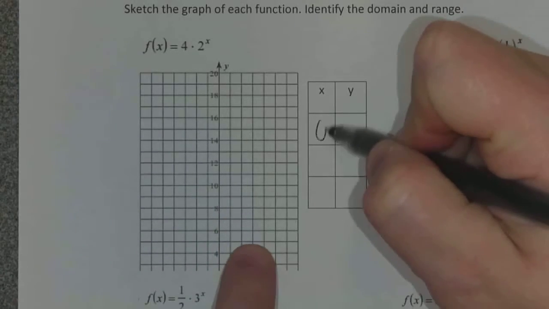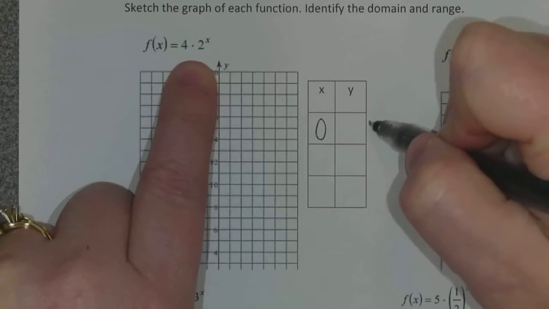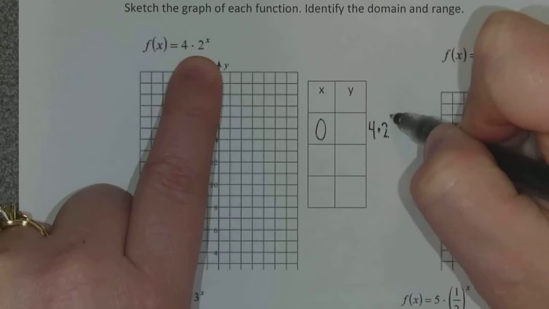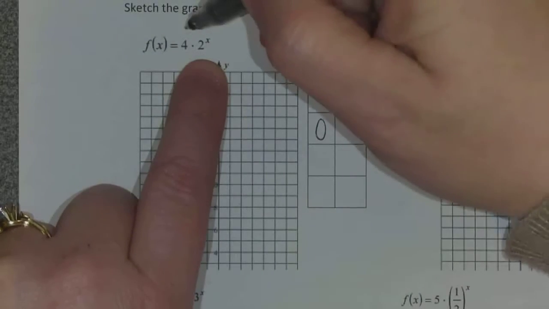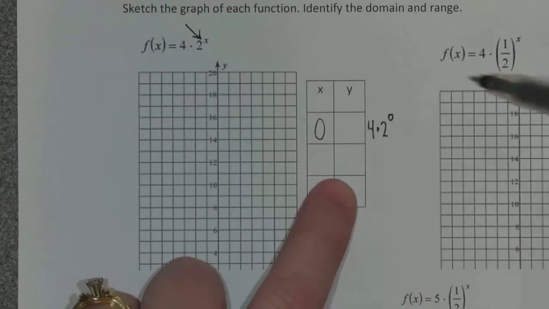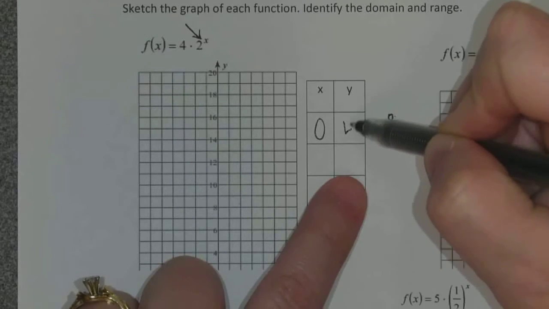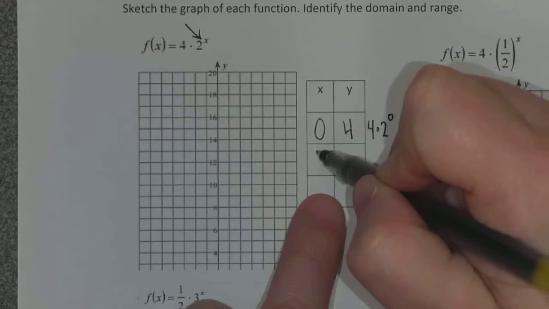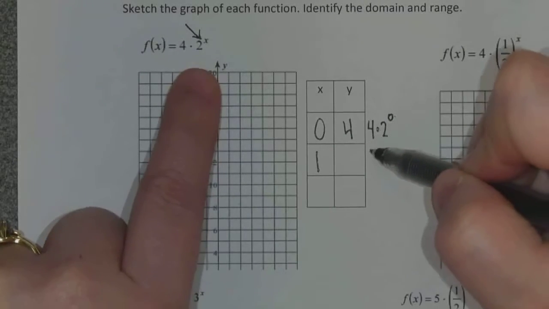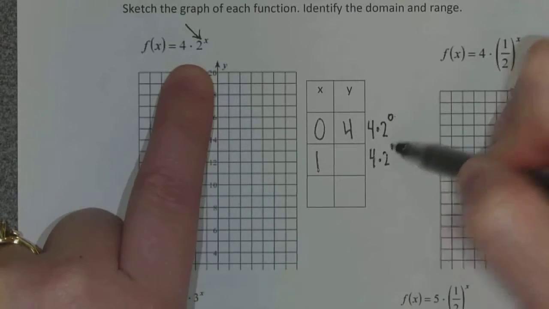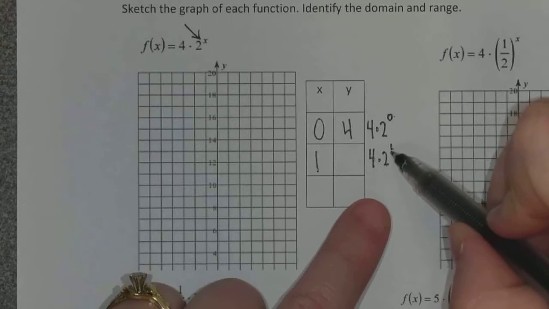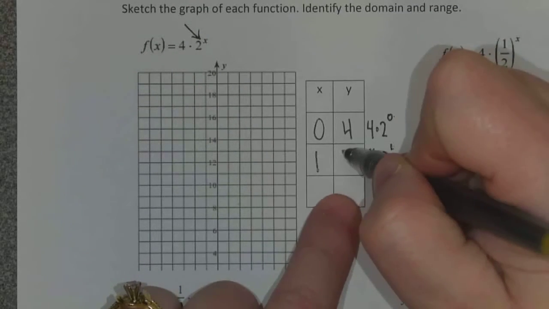So I like to put 0 in because it turns out really nice. If I do 4 times 2 to the 0 power, because I'm just substituting it in place of the x, 2 to the 0 power is 1, and 1 times 4 is 4. Then I'm going to put in the number 1. So I'd have 4 times 2 to the first power. Well, that's 2, and 2 times 4 is 8.